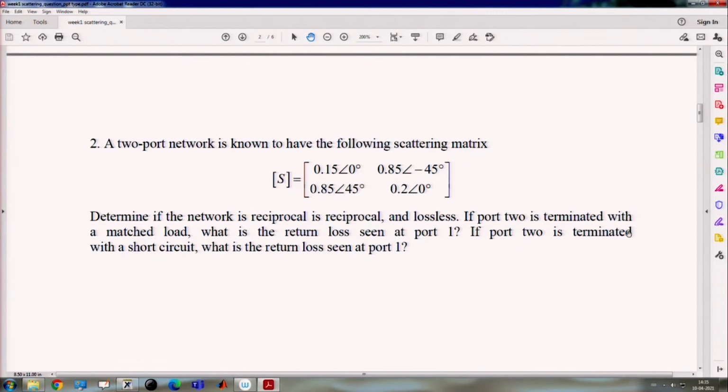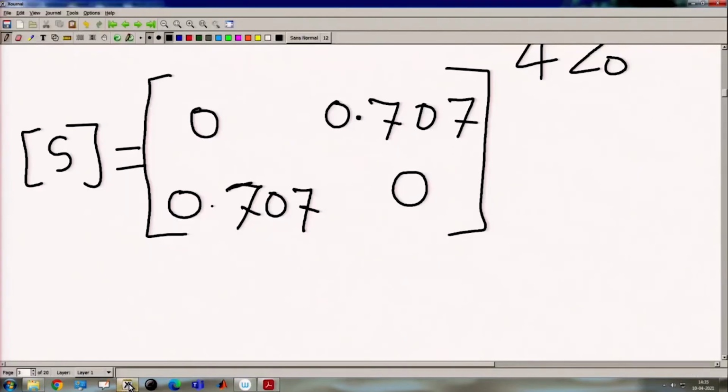So, we will find the return loss from the S11. First we have to find S11, and after that we will get the return loss seen at port 1. In the third part, if port 2 is terminated with a short circuit, what is the return loss seen at port 1? So, we will now solve this problem. We can go to the notepad.